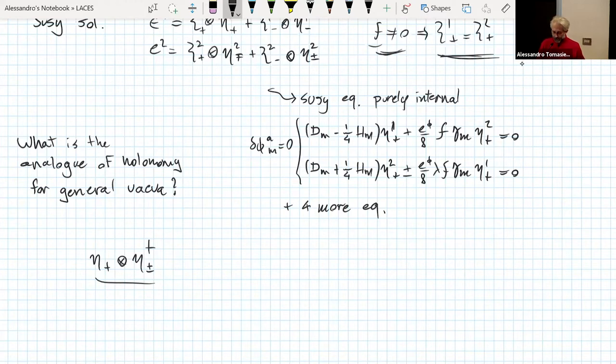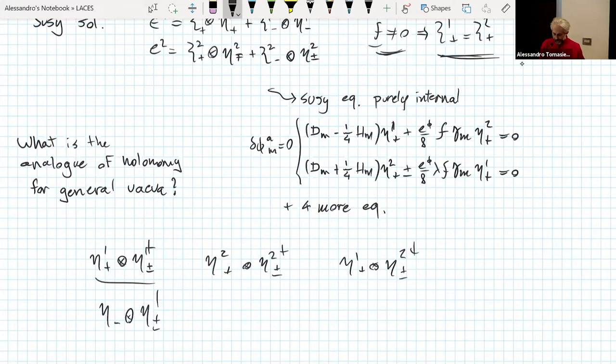So which shall I consider? Here there are four possibilities. I have 1, 1, 2, 2, 1, 2. By the way, you might also ask me why I never considered the eta minus, eta plus minus dagger. This is because they are complex conjugate to the ones above. Conjugation maps eta minus to eta plus. So to be more precise, if I conjugate these guys, I obtain plus here and plus minus here, thus reducing to the ones above. So this is why I never considered them.